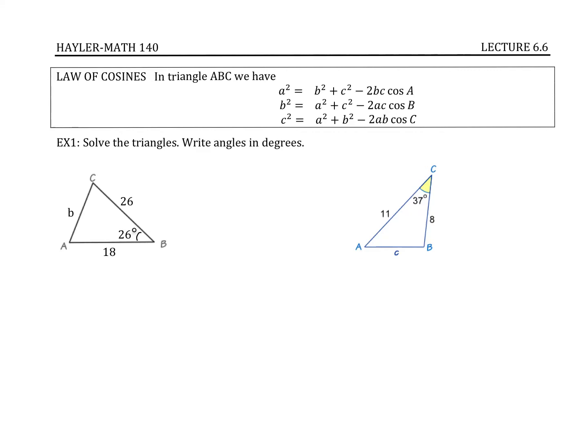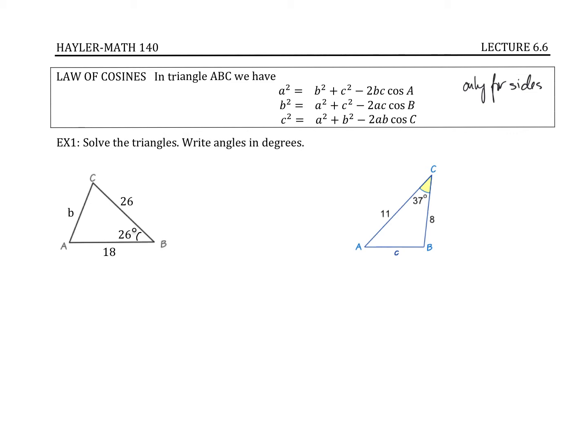Welcome to lecture 6.6. So now we have something called the law of cosines. For the law of cosines, this is if we're looking for a side on a triangle. So this is only for finding the sides on a triangle. And when we're doing this, please make sure that your calculator is in degrees. So the law of cosines.